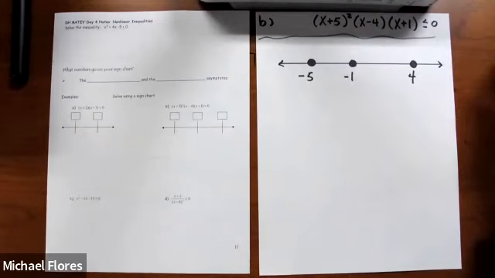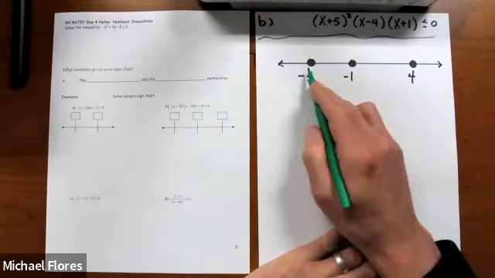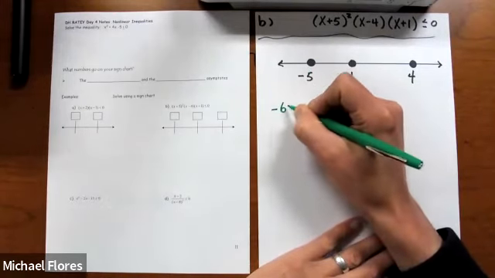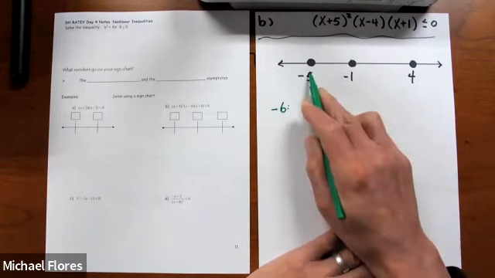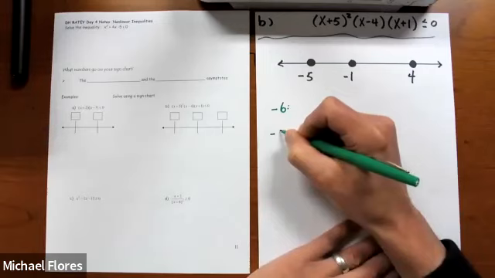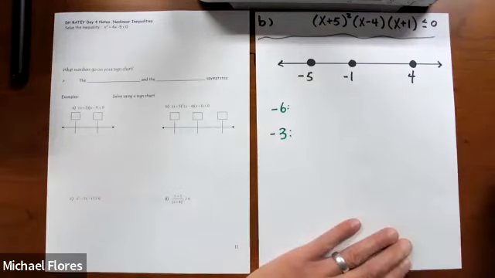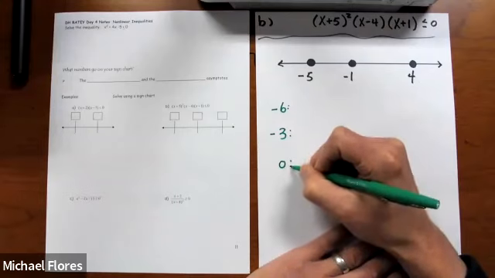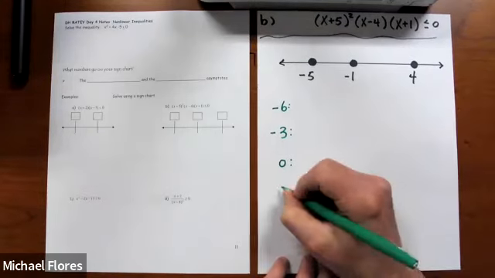Okay, now we're going to have to work with a little bit more numbers this time. We need numbers that are less than -5. So let's use -6. A number in between -5 and -1, let's use, how about -3? A number in between -1 and 4, let's use 0. And a number greater than 4, let's use 5.